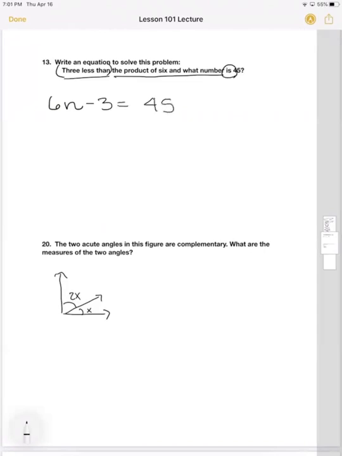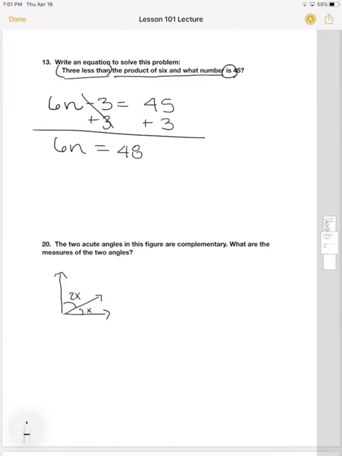Okay, now we're on a homework problem. Now, what is my first step out of 2 steps to solve it? I look on the side with the variable. It's on the left side. Let's add 3 to both sides. The opposite of subtracting 3 is adding 3. Bring down your 6n. 45 plus 3 is 48.